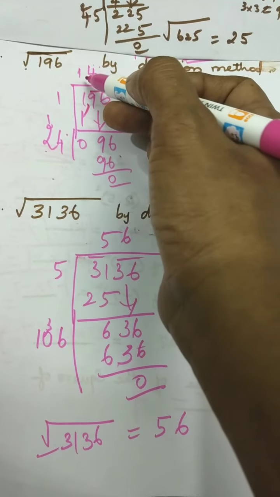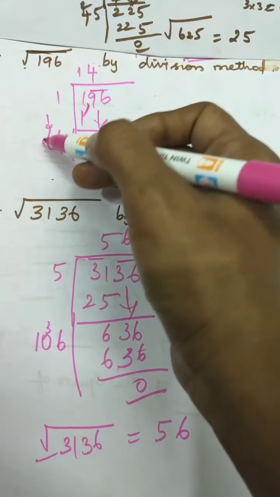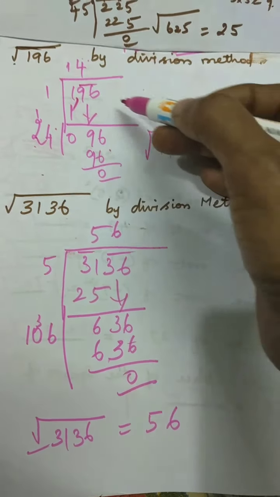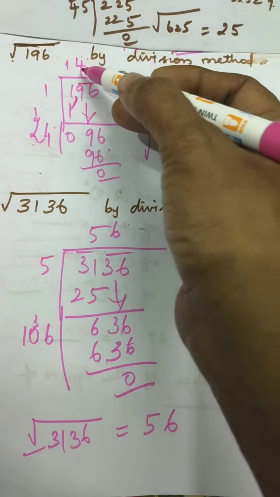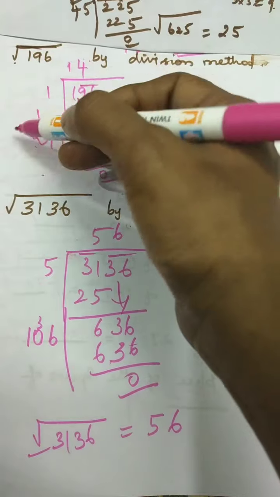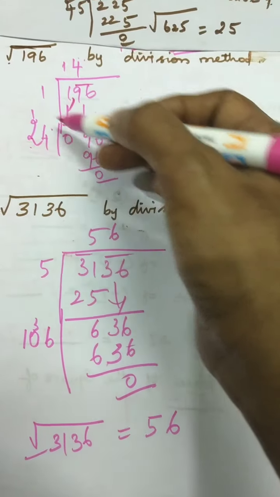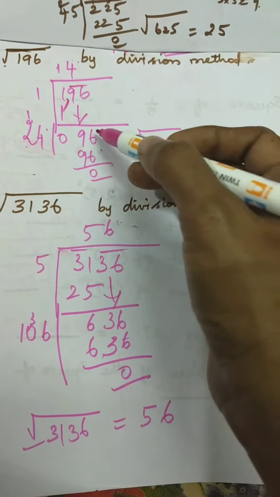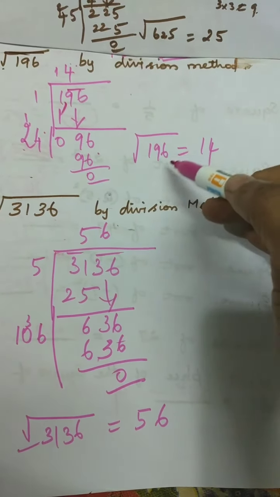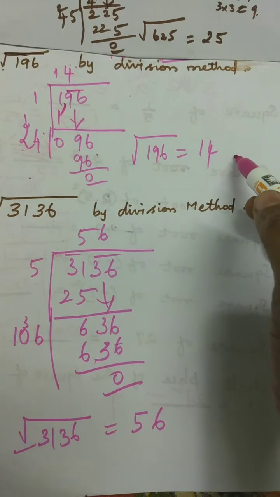Then you multiply this 1 into 2, it is 2. Now it is ending with 6, so you can take 4. 4 4s are 16, 6, remainder 1. 4 2s are 8, 8 plus 1 is 9. So 96. The subtraction gives 0. So the root of 196 is equal to 14.